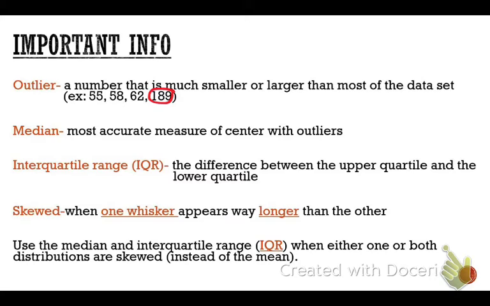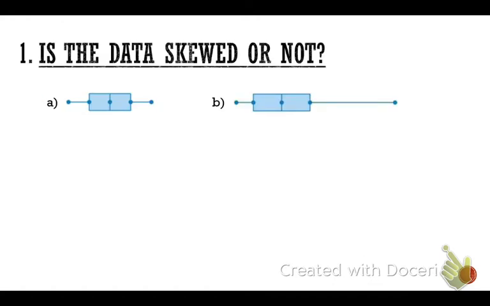Let's look at these two pictures right here. I'm wondering if the data seems skewed or not. Look at your notes one more time and remind me, what does it mean to have skewed data? Very good. Looking at the first one, problem A, is that skewed or not skewed? It is not skewed. Write that down. Both of those whiskers look about the same size.